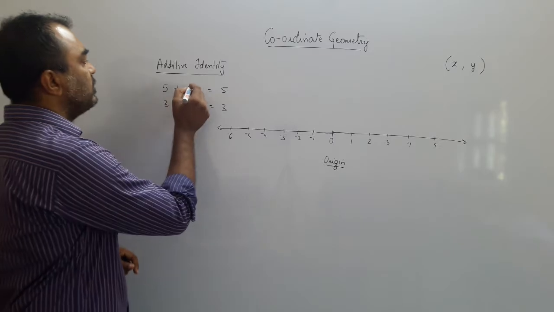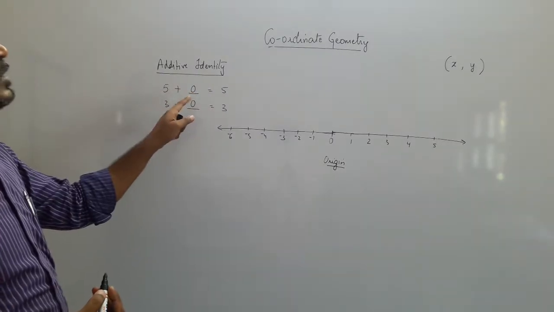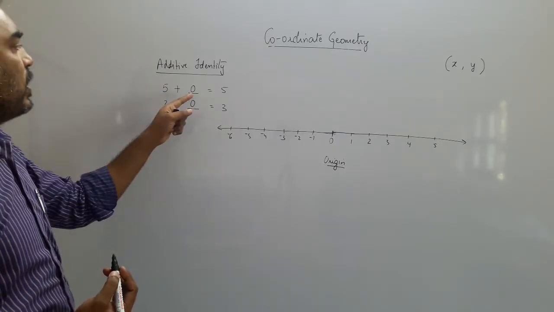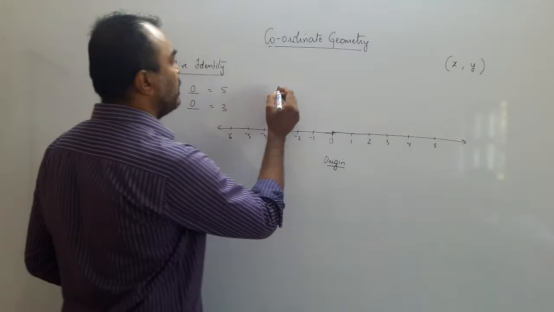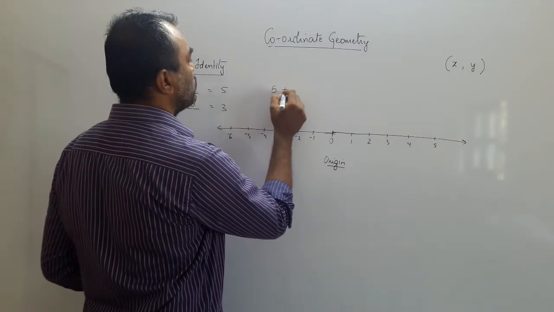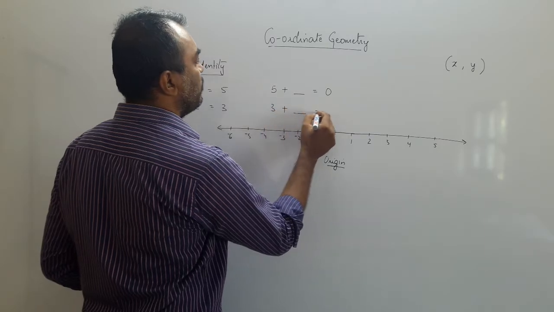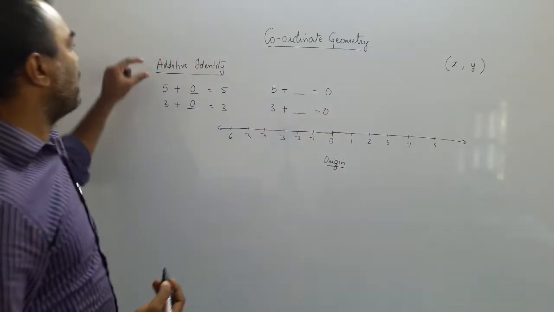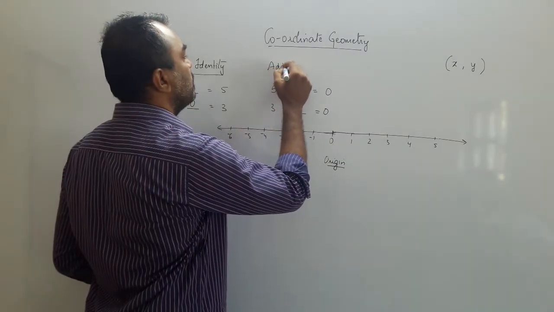You have already learned this. The additive identity is 0. Anything plus 0 is the same number. So 5 plus 0 we have 5, 3 plus 0 we have 3. Then 5 plus what will give you 0? 3 plus what will give you 0? So additive identity is 0. This is called the additive inverse.